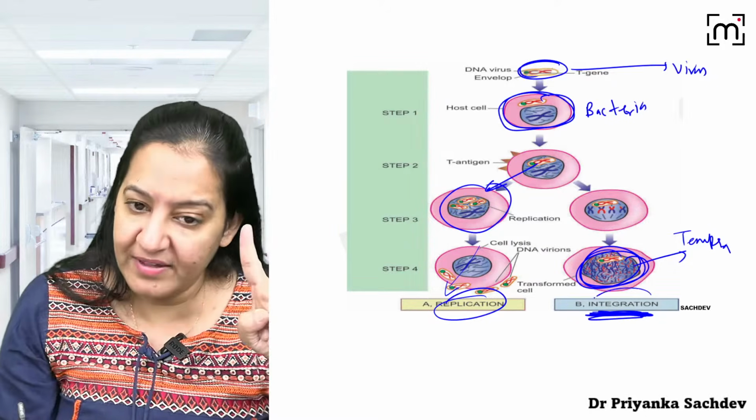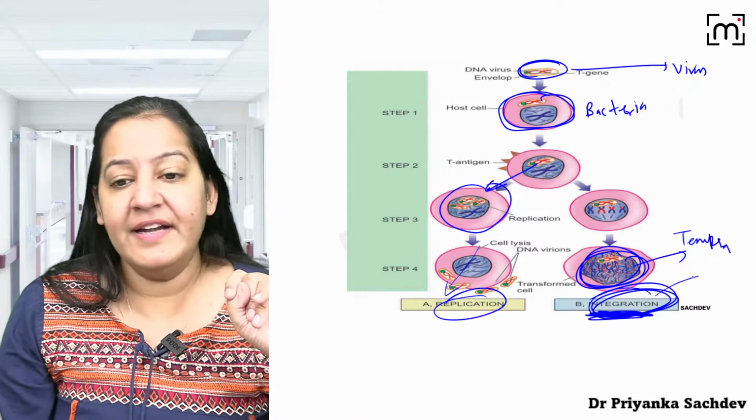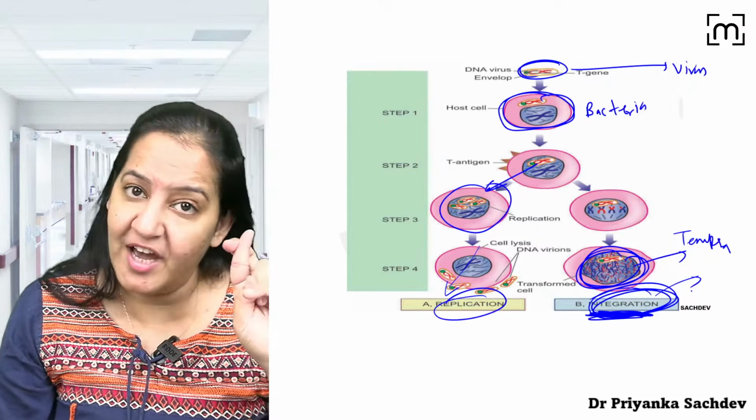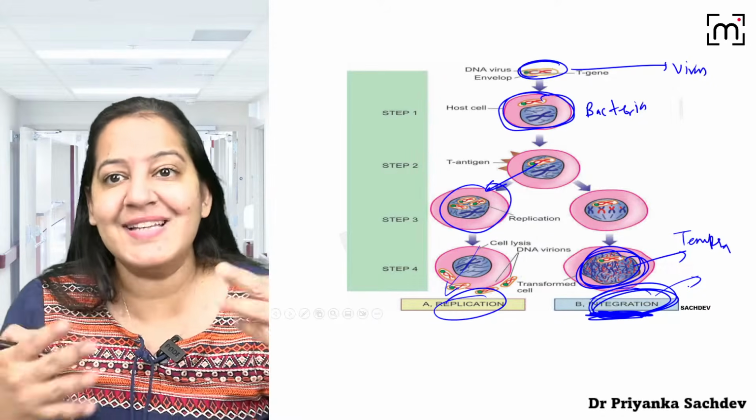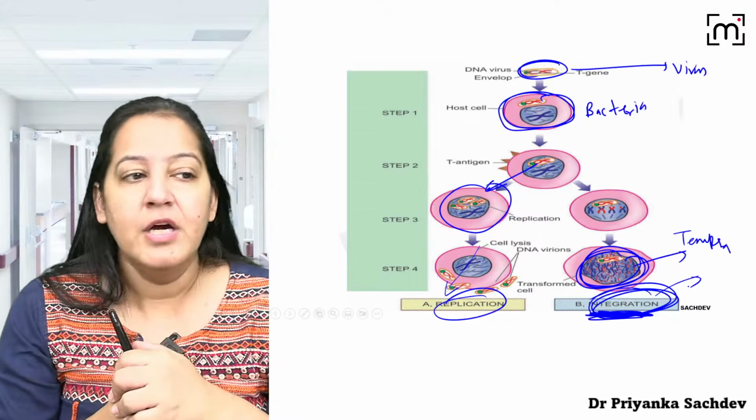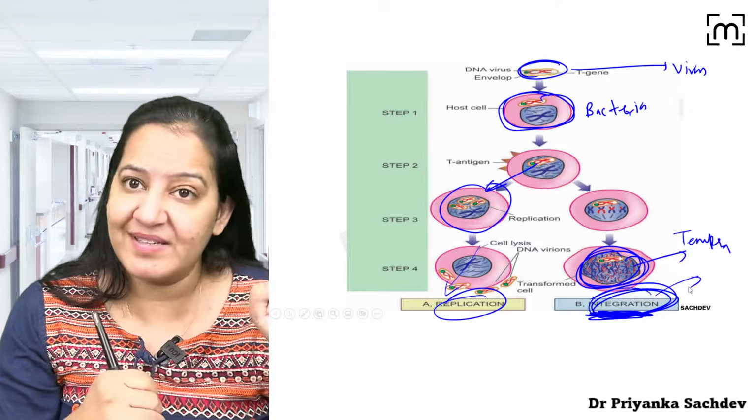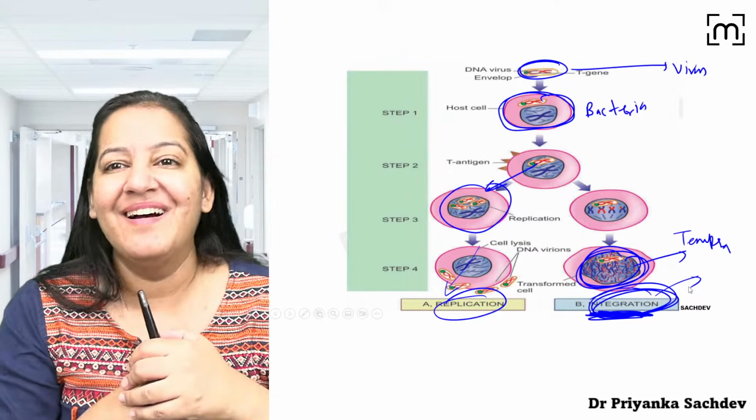Here I am interested in the second one, that is the integrate cycle. In integration, what is happening? The two DNA are merging with each other. So that's known as the lysogenic cycle. You got my point? You will say, ma'am, then what is the difference between transduction and lysogenic conversion?